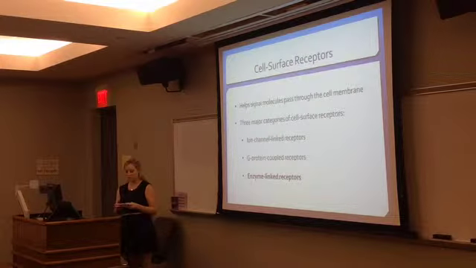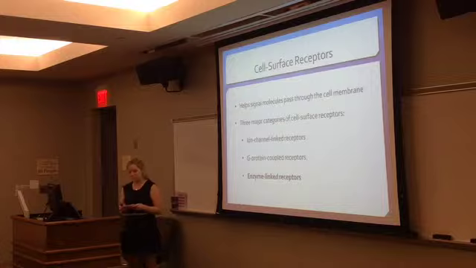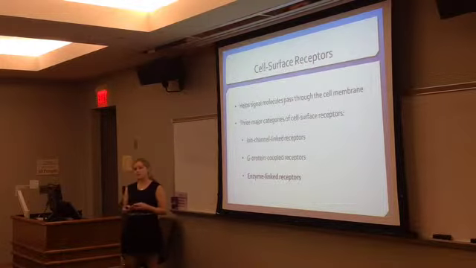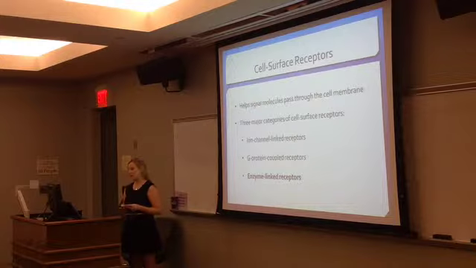Cell surface receptors help with cell communication between its environment and other cells, and these different cells in the body depend on different cell surface receptors, which will react a certain way depending on the signal that is binding to these receptors. There are three major categories of cell surface receptors, and these are ion channel linked receptors, G-protein coupled receptors, and enzyme-linked receptors, which I'll be talking about.